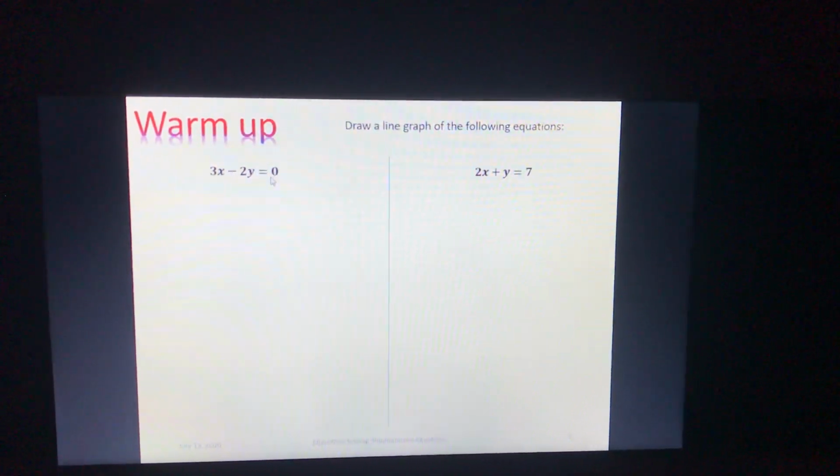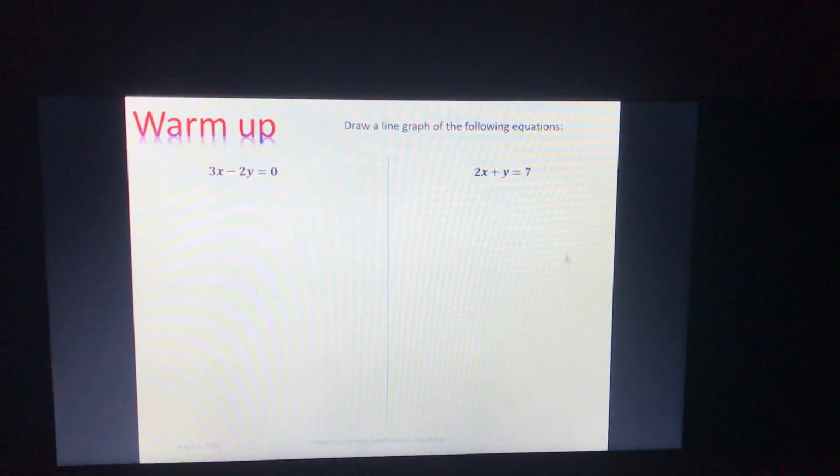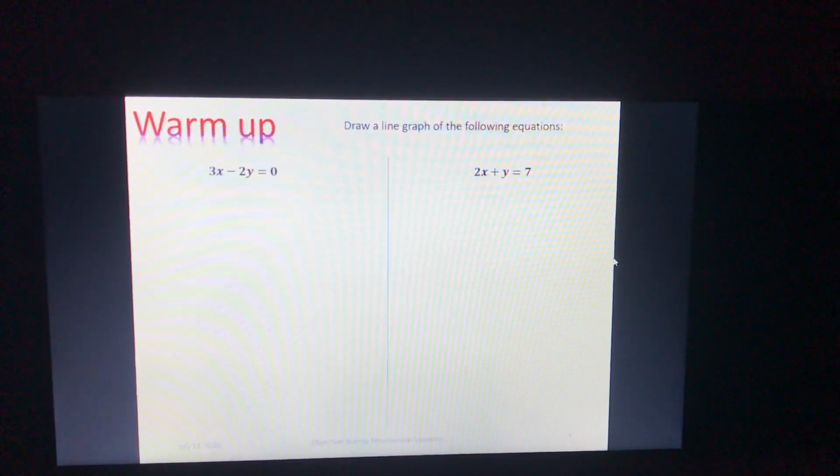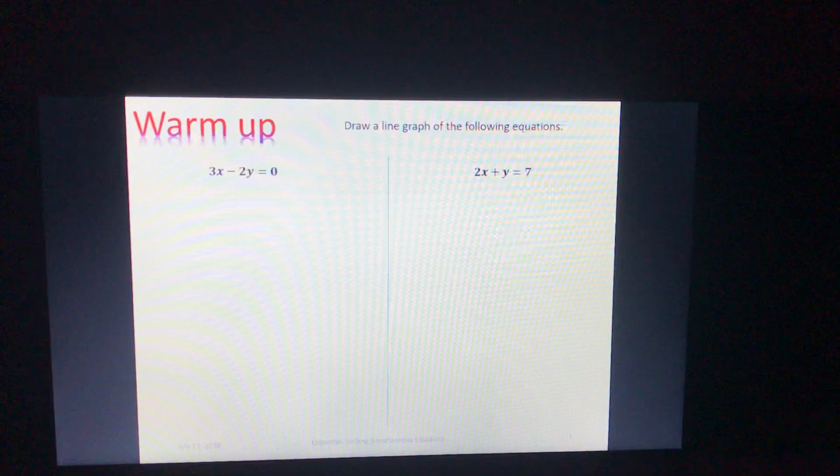So we have here two linear equations that we would like to solve. To solve means finding the value of x as well as the value of y. Before we get to learning this skill, let's start with this warm-up that I'm sure you all know.